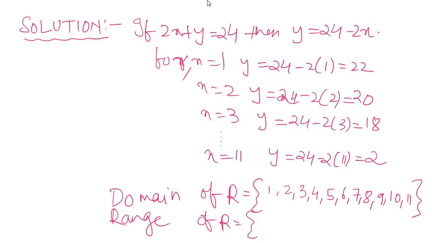So I will write it as 2, 4, 6, 8, 10, 12, 14, 16, 18, 20 and 22. So the domain of the relation R is nothing but 1 to 11, and the range of R is nothing but 2 to 22, but only the even numbers. Okay, I hope everyone is clear with these two, domain and range.